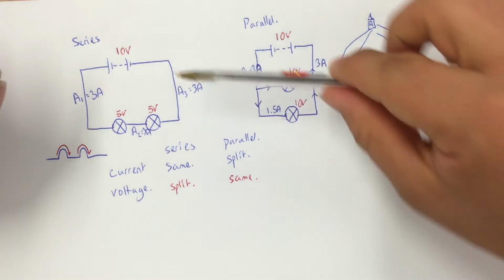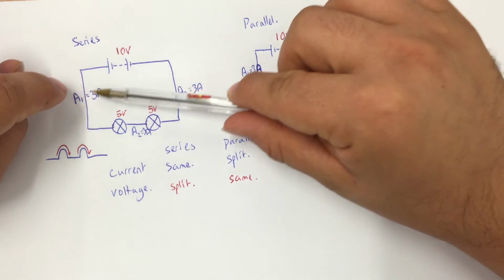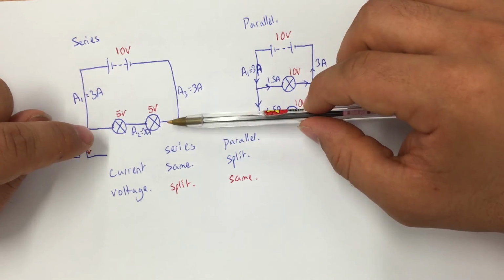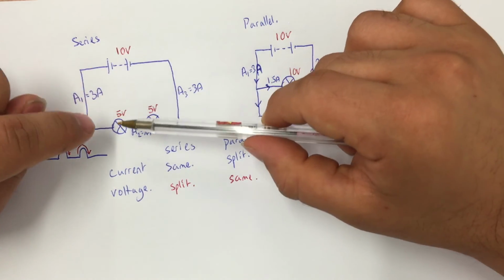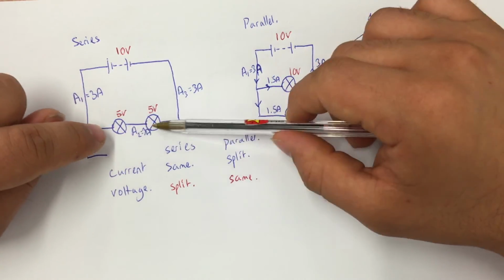So to summarize, in a series circuit, the current is the same everywhere. And that's really, really key. But the voltage or the potential difference is split between the components.